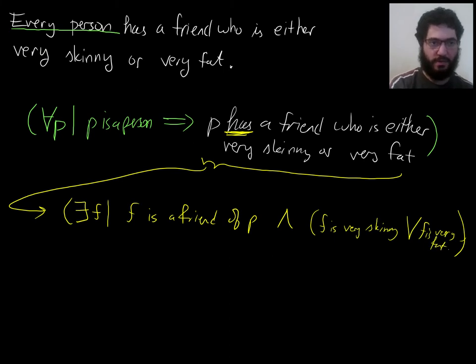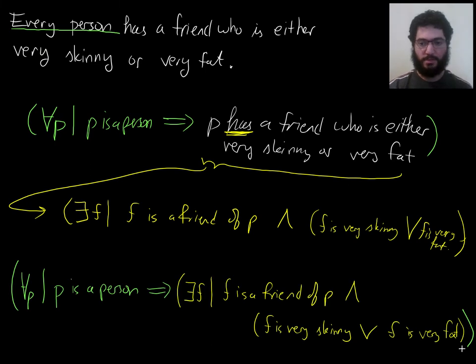So then, writing out the entire thing, it looks like this. Just like this. So, just reading this again, for all P, if P is a person, then there exists F, such that F is a friend of P and F is either very skinny or very fat. So for all people, they have a friend who is either very skinny or very fat.